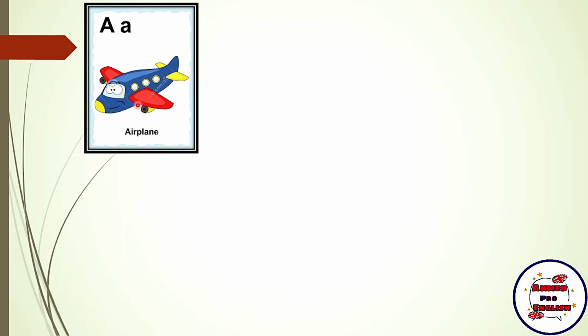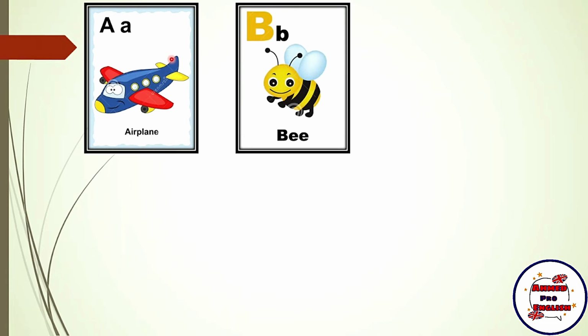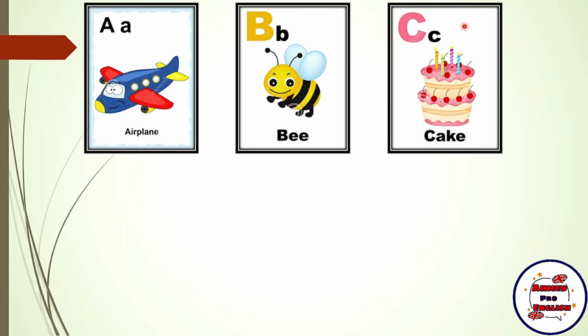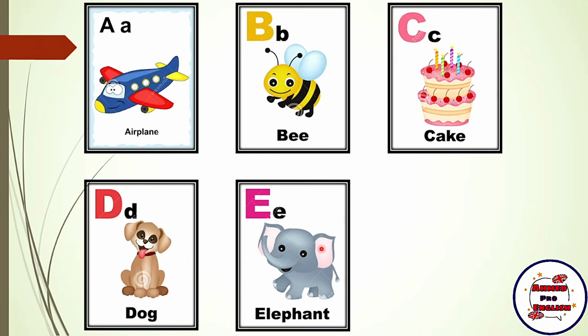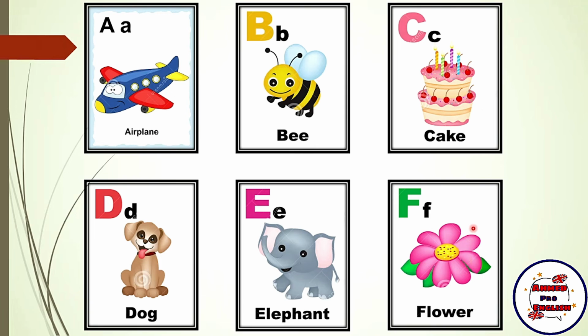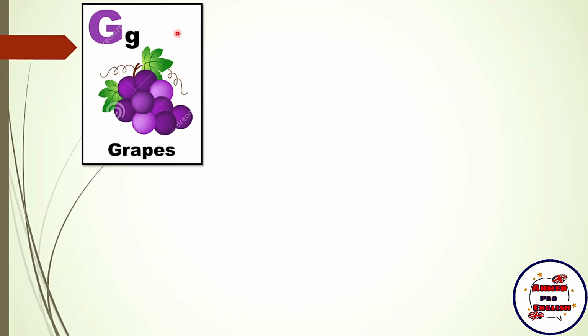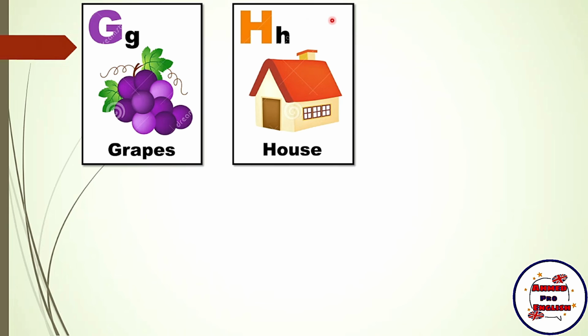A for airplane, airplane. B for bee, B. C for cage, cage. D for dog, dog. E for elephant, elephant. F for flower, flower. G for grabs, grabs. H for house, house.